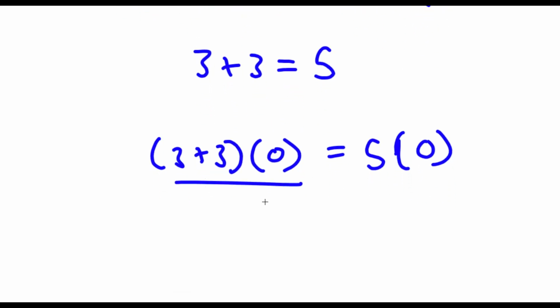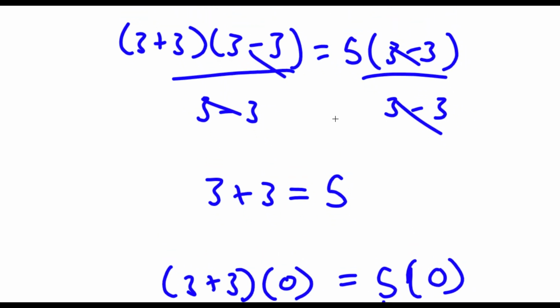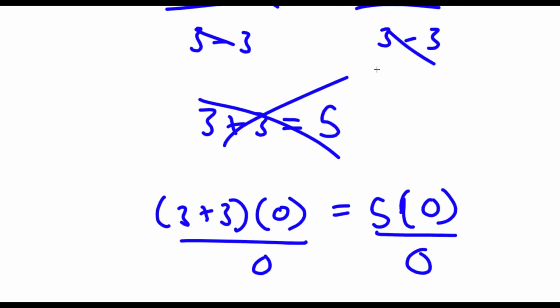So now if I divide both sides by 0, well, 0 divided by 0 is not equal to 1. That's undefined. So you can't actually cancel these two out because dividing these two is undefined. So that's where this equation is actually wrong, and 3 plus 3 does not equal 5.